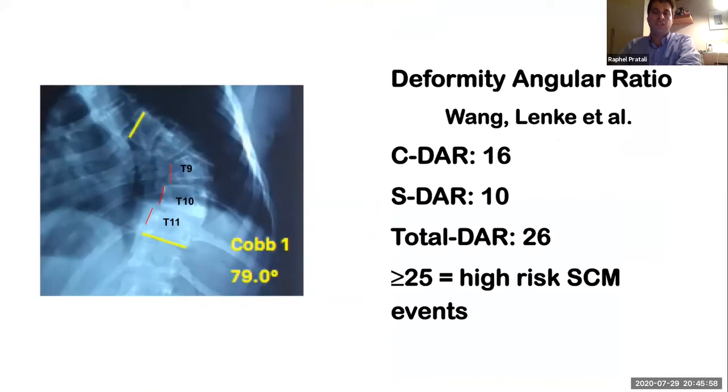And also, if you apply the new concept of the deformity angular ratio that was presented by Wang, Lenke and others, you need to calculate the Cobb divided by the number of vertebrae. So in this case, the coronal DAR was 16, and the sagittal was 10, and the total DAR was 26. And in the study published by Wang and Lenke et al., they say that in cases where the total DAR was higher than 25, there was a significantly high risk for spinal cord monitoring events.